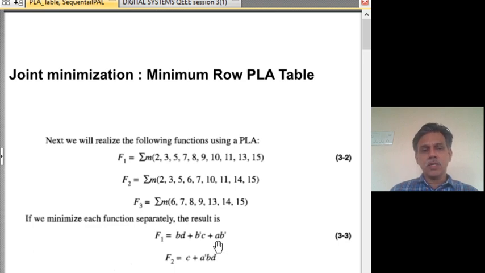So if you use a PLA to realize this, there will be 8 horizontal lines, and therefore the complexity of the PLA will be larger. On the other hand, if you go in for a joint minimization, wherein we concentrate on the number of distinct product terms being present in the expression for f1, f2, f3, we can reduce the complexity of the PLA.